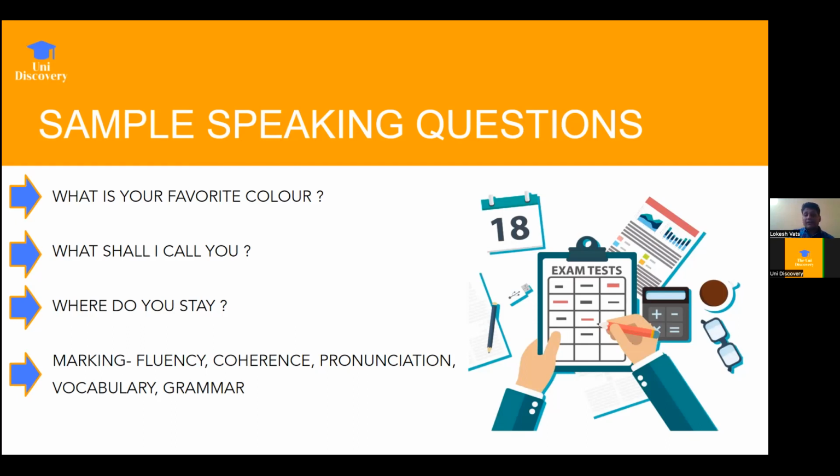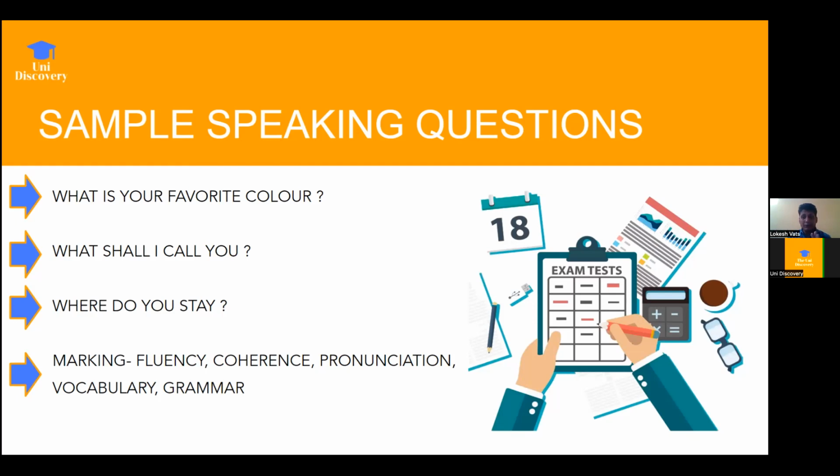But in the marking criteria, there is one word written there, vocabulary. Let us try to understand this word first. The vocabulary here in IELTS speaking says you are not repeating your words or you are not repeating those words which are already present in the question.